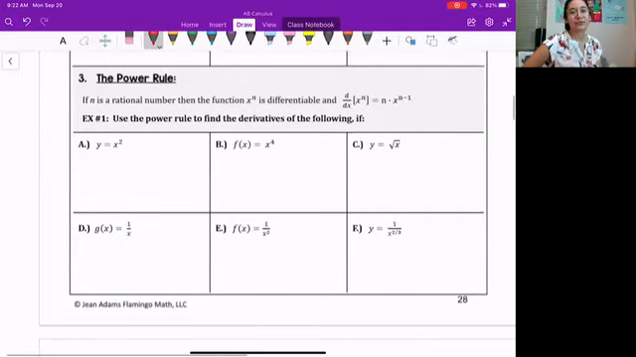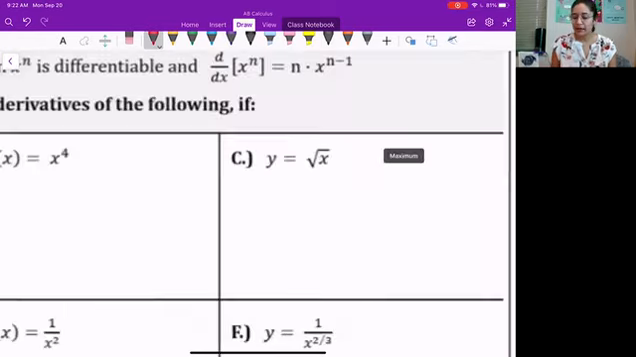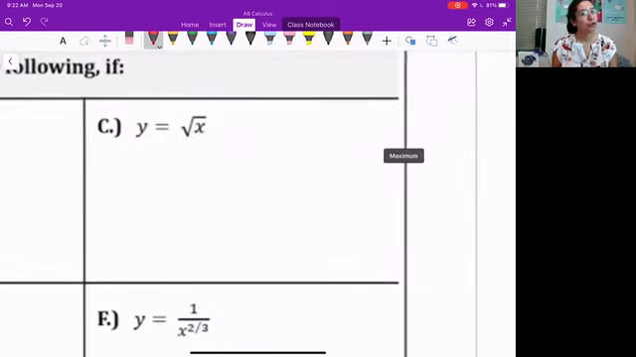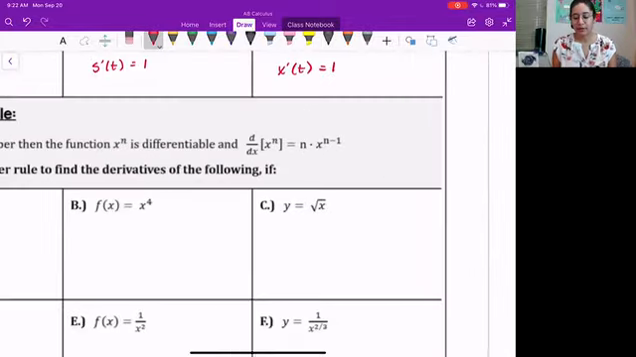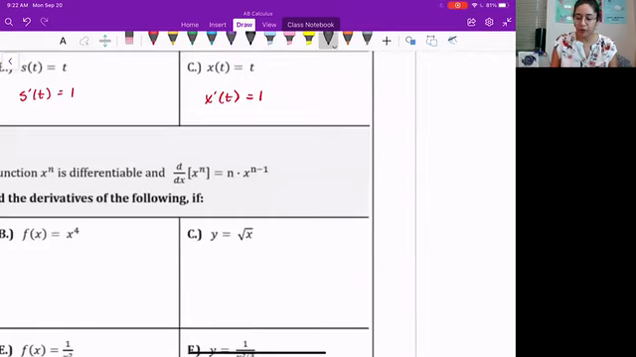Okay, so now we're going to get into the more interesting stuff. The power rule here. You're going to be using the power rule anytime you see a variable with an exponent. Now, it won't always look like a variable with an exponent, but maybe sometimes you can write it as a variable with an exponent. Okay, so here it is. Here's the power rule right here.